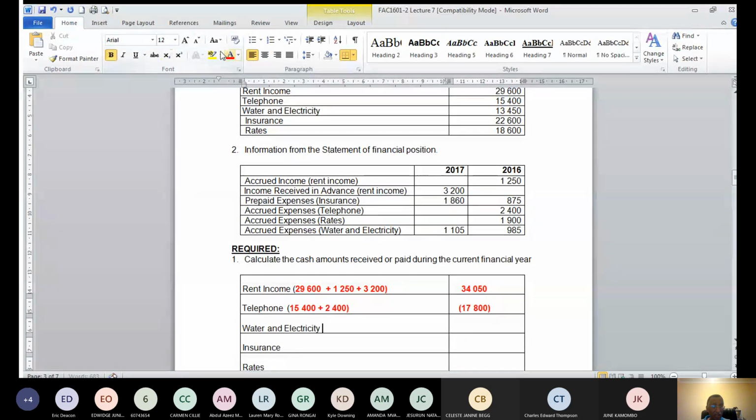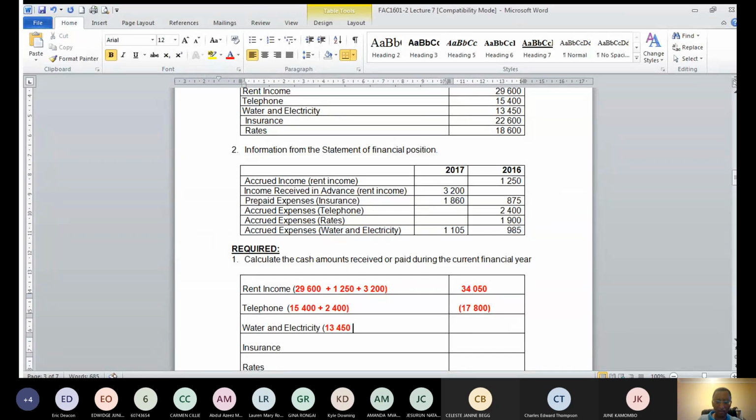Let us turn our attention now to the water and electricity. In my statement of profit and loss and other comprehensive income, my expense for the year is the amount of 13,450. That expense you will have to convert to a cash amount. Take a look at the adjustments that will impact on water and electricity, and there you see accrued expenses at the beginning of the year and accrued expenses at the end of the year.